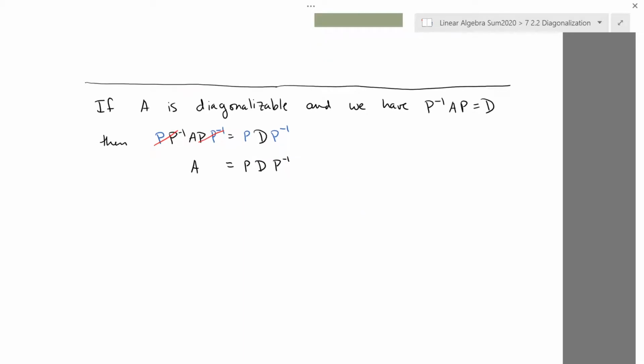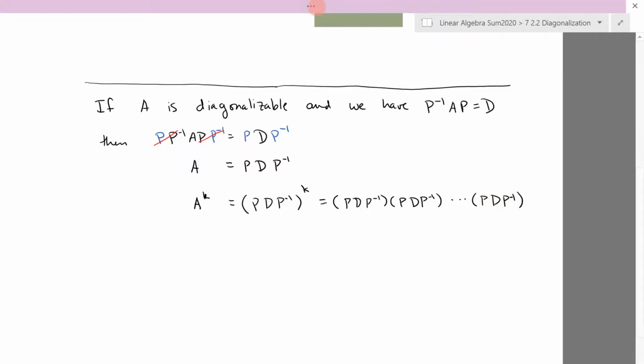Now suppose I want to calculate the power of a matrix. Let's say I raise the matrix A to some power k. Because these two things are the same, it's the same thing as raising P D P inverse to the power k. But what does it mean to raise a matrix to a power? Exponents are just repeated multiplication, so raising something to the kth power means you multiply that thing by itself k times. So there should be k factors here.